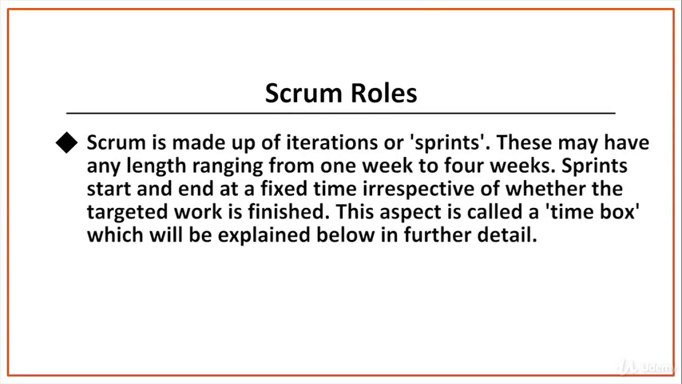Scrum is made up of iterations or sprints. These may have any length ranging from 1 week to 4 weeks. Sprints start and end at a fixed time irrespective of whether the target work is finished. This aspect is called a time box, which will be explained below in further detail.